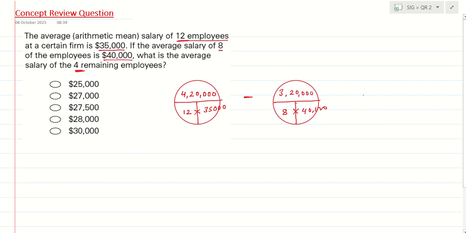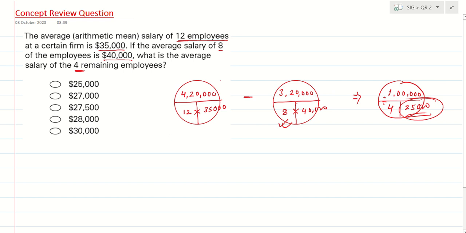Now, out of the total summation, 3 lakh 20,000 is gone. How much remaining will we get? The remaining amount is 1 lakh. And I need to find the average of the remaining 4 people, since 8 are already there. So what should be the answer? 25k. That is the answer.